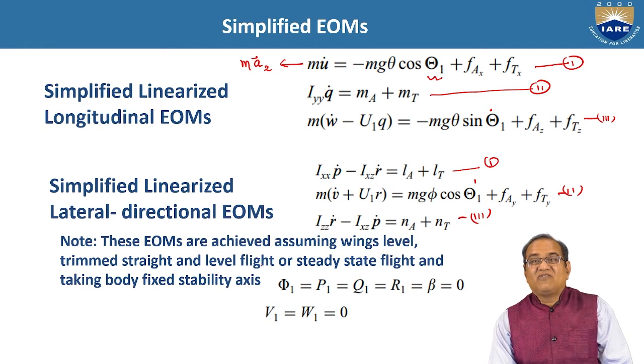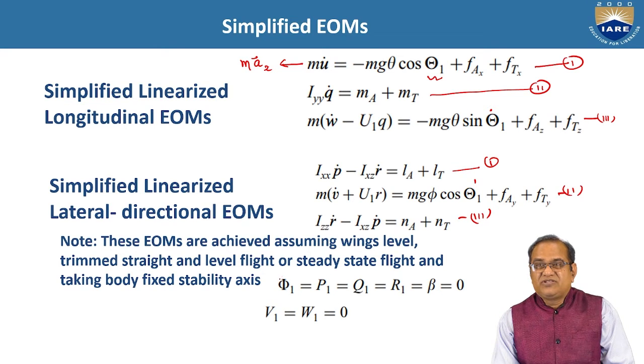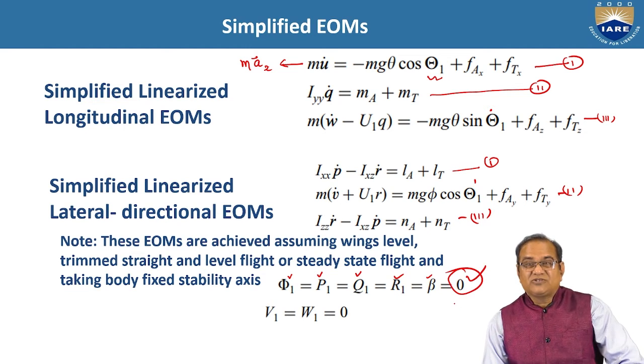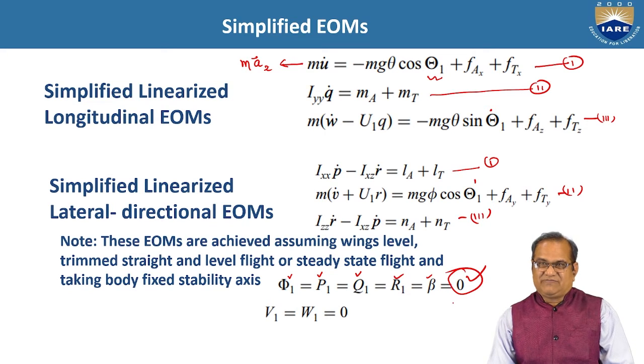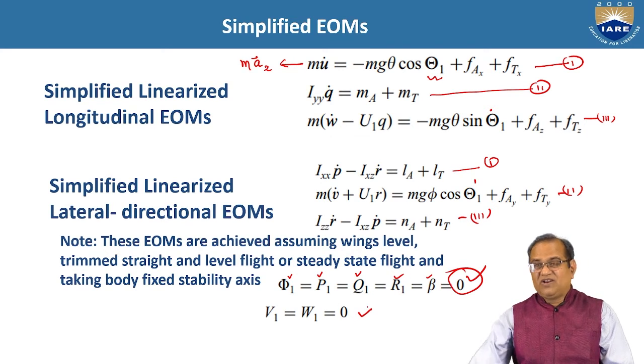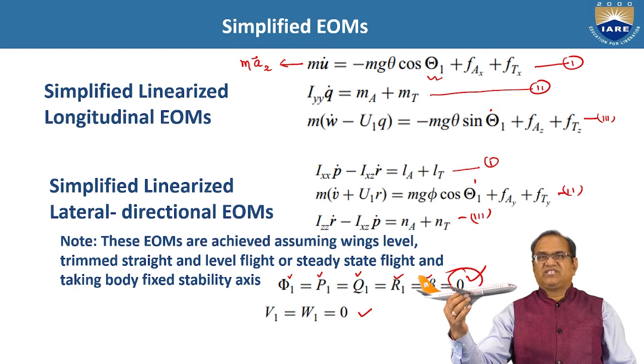Trimmed and straight and level flight, or steady state flight. In this condition, wings level means no rolling, so phi 1 will be 0, pitching will be 0, yawing will be 0, and all beta, the side slip, will be 0. This we have assumed. And also, if we take the body fixed stability axis, then V1 and W1 will be 0. So what is this body axis?